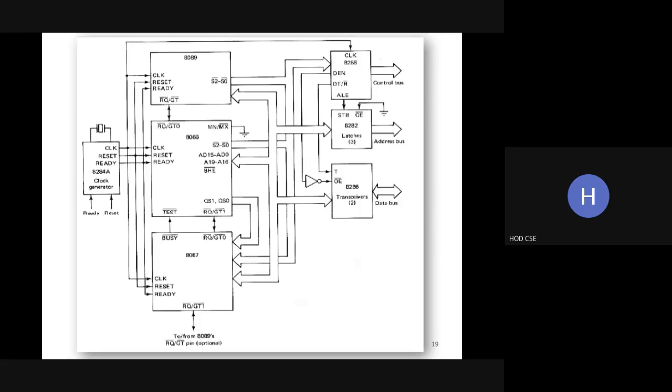That is the latest processors: 80286, 386, 486. I think with this we can stop.